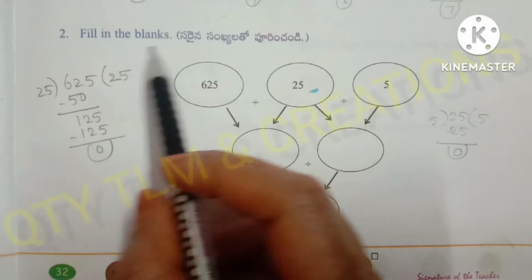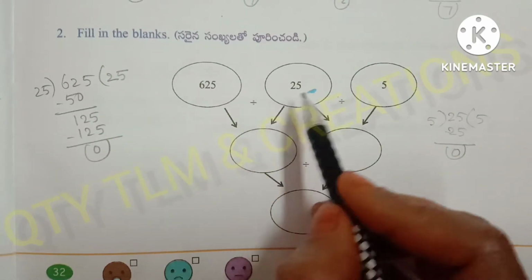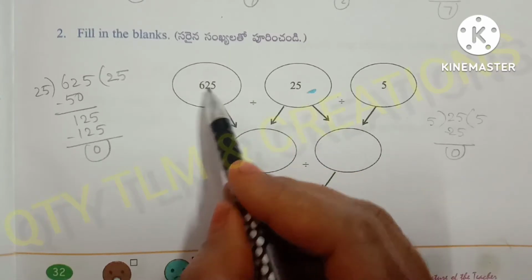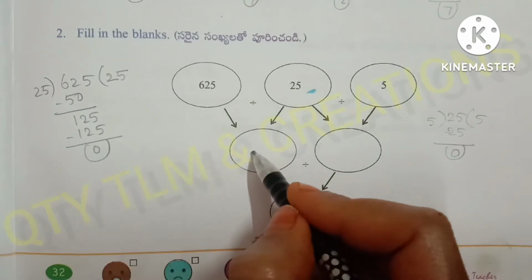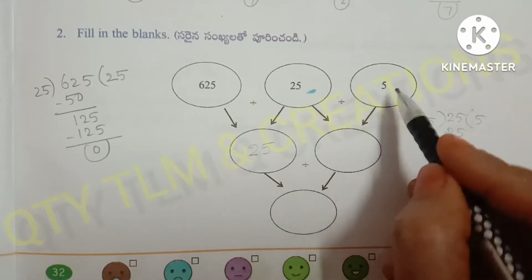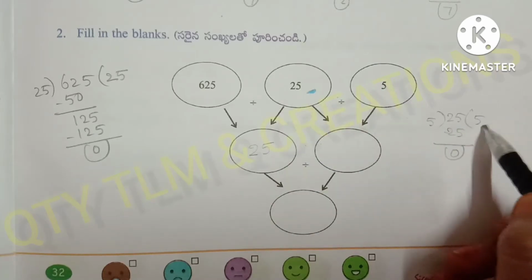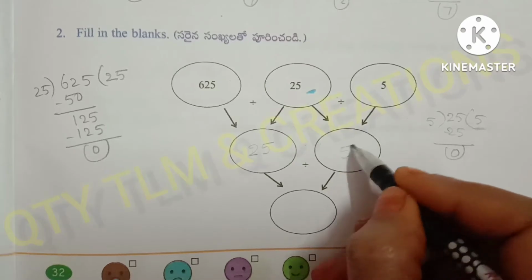Next question, fill in the blanks. Here 625 divided by 25. 25 divides 625 for 25 times. So we have to write quotient in this place, 25. And here 25 divided by 5. 5 divides 25 for 5 times. So we have to write 5 here.